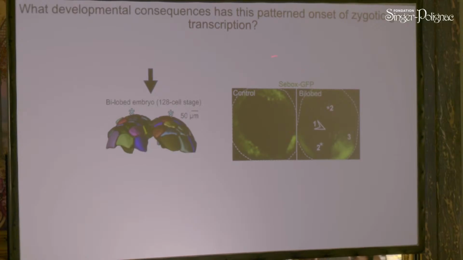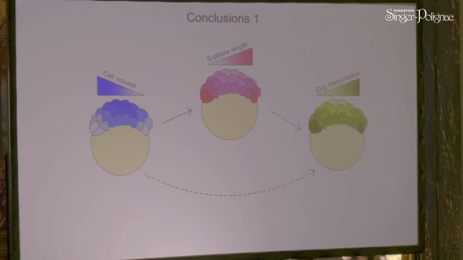If you look at CBOX as a readout of mesoderm and endoderm fate specification, in a control it's only in the margin, so only in these marginal cells. And if you look at a bilobed embryo, it's a little hard to see here, but you see that in the valley you get ectopic expression of CBOX, indicating that you get ectopic mesoderm and endoderm specification, which is certainly a meaningful readout for development.